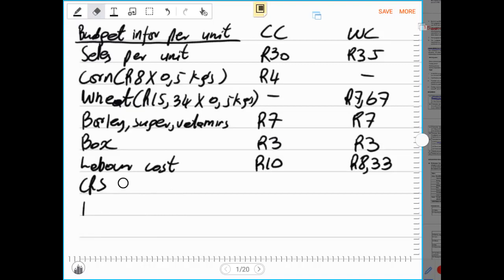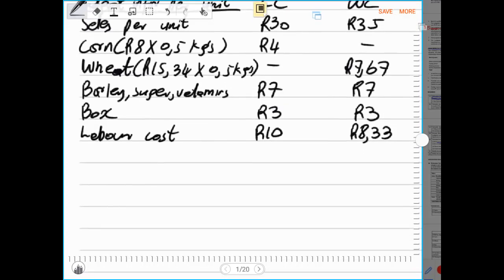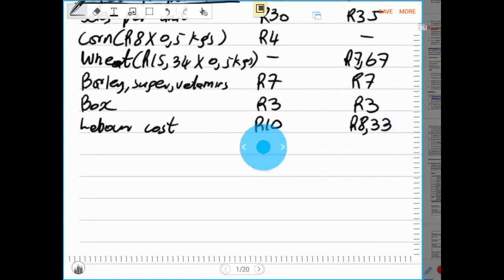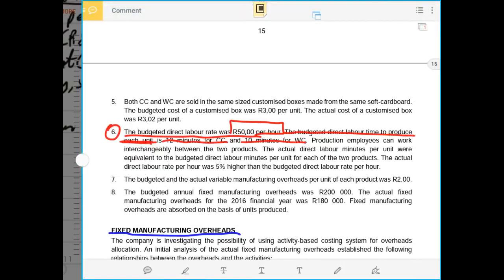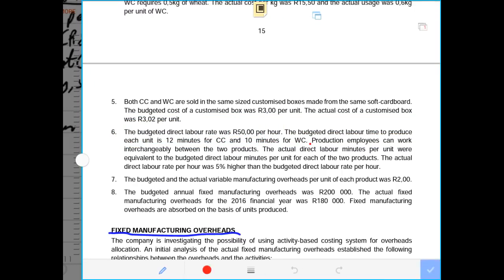I'll just erase this for space purposes. It is very important to show those calculations throughout. So now I proceed to the next part. I've taken into consideration my labor cost.